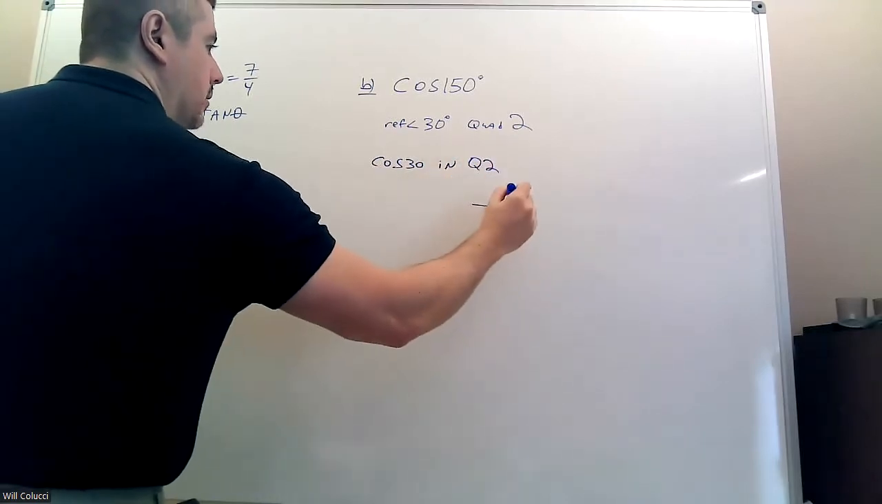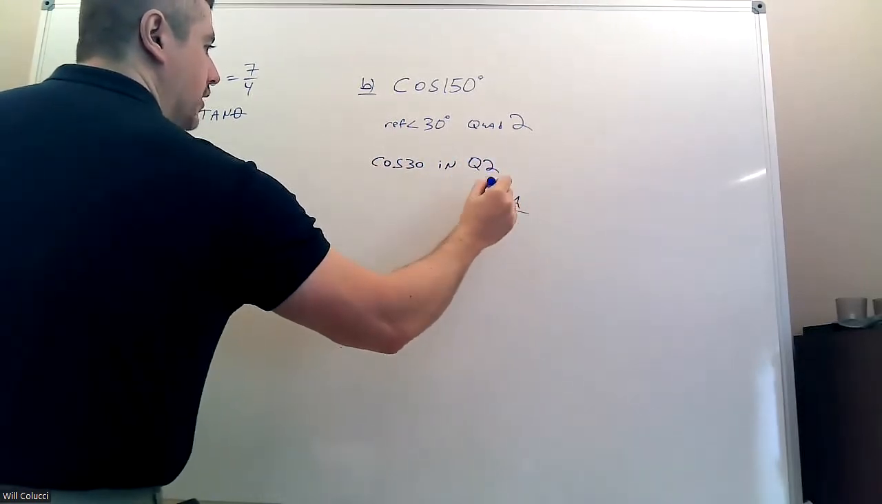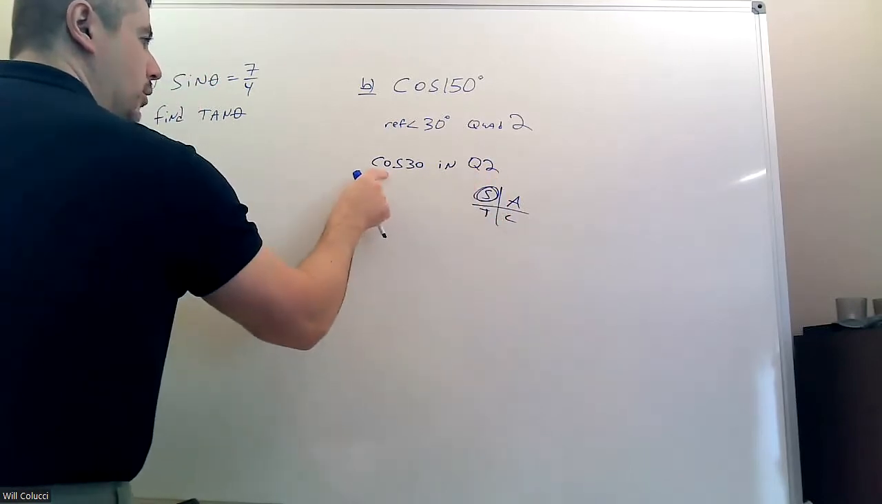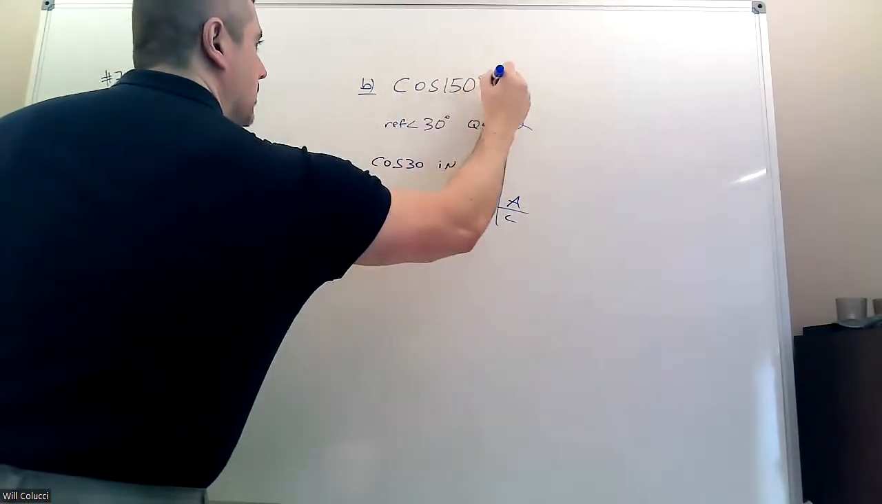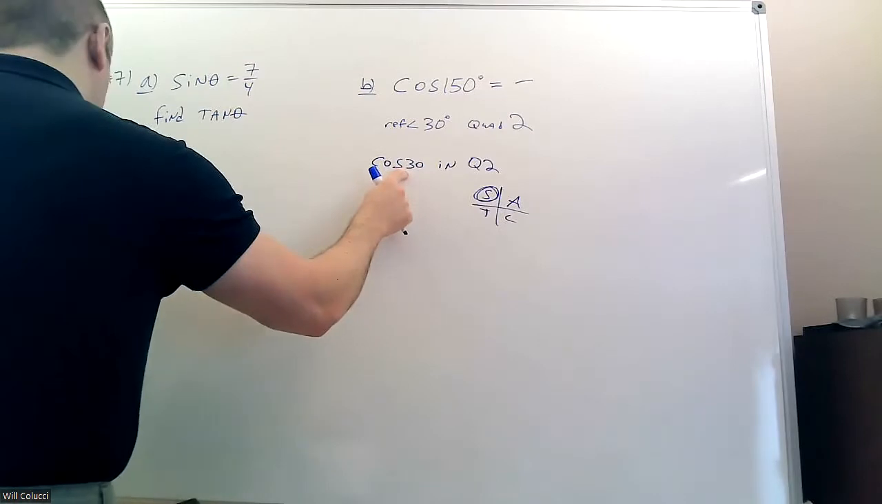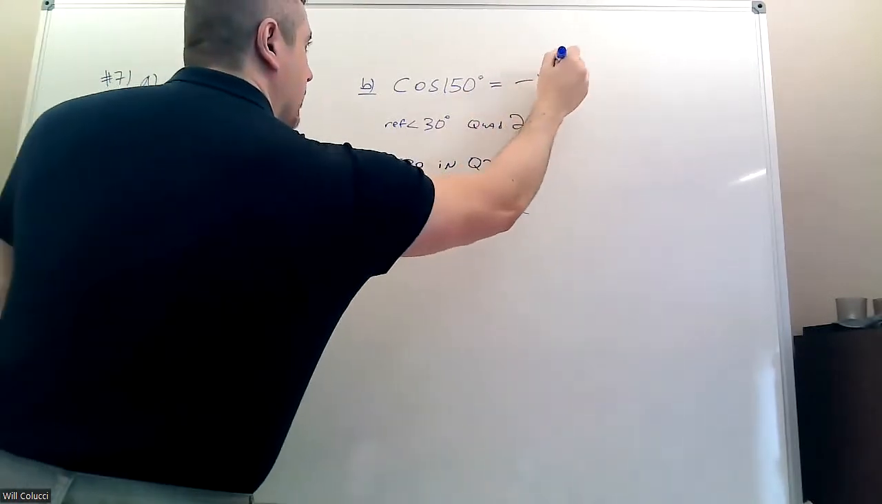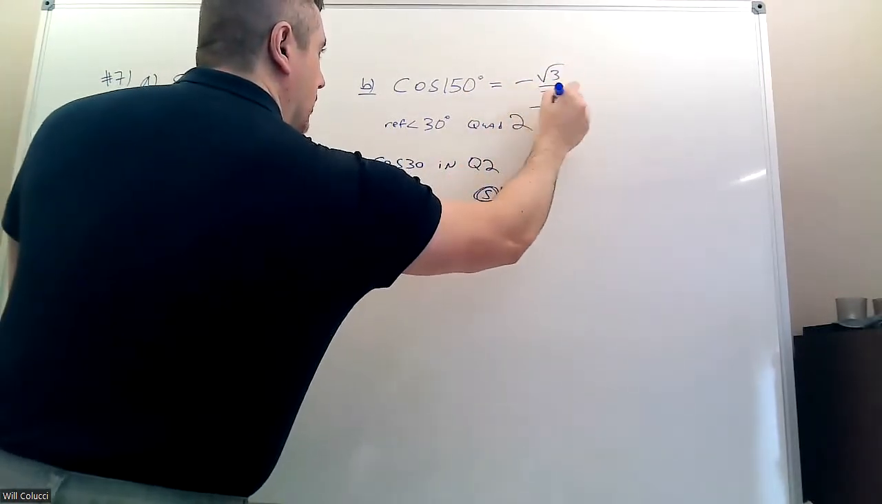Now in quad 2, only sine is positive, so cosine will be negative. And I need 30 degrees. That number is going to be radical 3 over 2. I'm going to give you a little hint here.